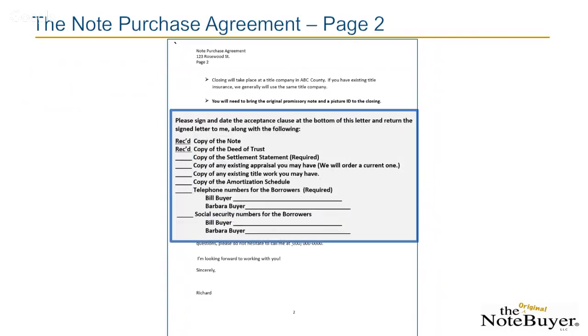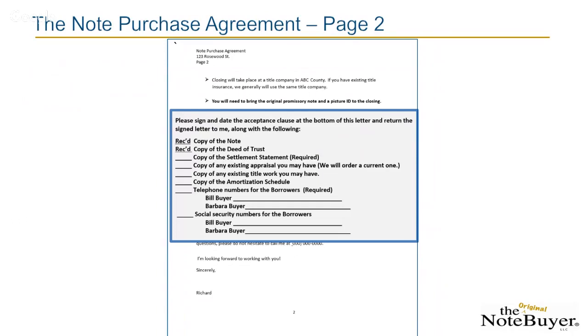Then I tell them to please sign and date the acceptance clause at the bottom of the letter and return the letter to me along with these other documents. They already gave me a copy of the note and the deed of trust, so I don't need that. But I am going to need a copy of the settlement statement. The settlement statement is very important because it confirms the down payment and the sales price of the property, and it tells me what title company to go to. Some people think that's not important, but it really is.